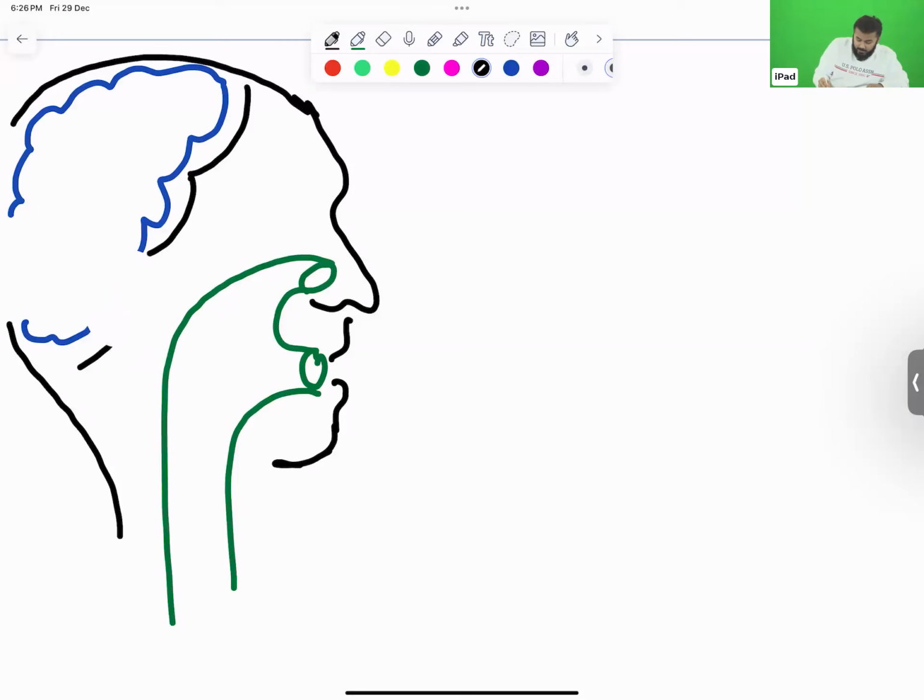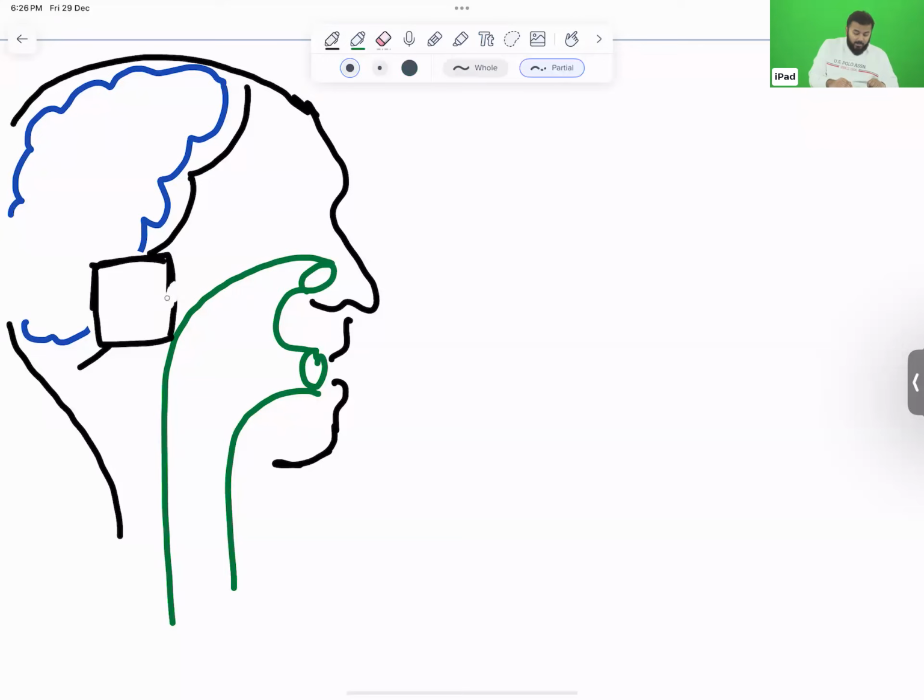Now, if I'm taking the ear here, this part over here is called your what? This is called your middle ear, you remember? Now, if you remember anatomy, from the anterior wall of the middle ear, you see a tube that is connecting like this. This tube is called the Eustachian tube. You studied it. Now, what is this bacteria?